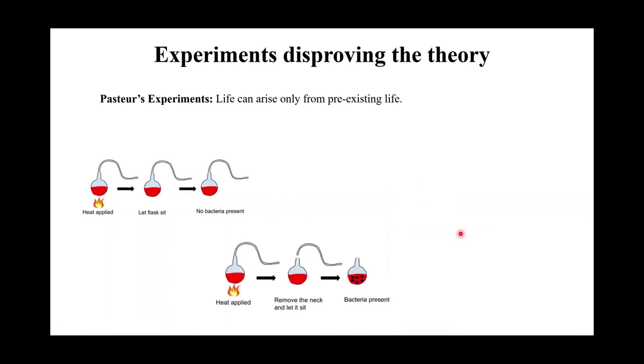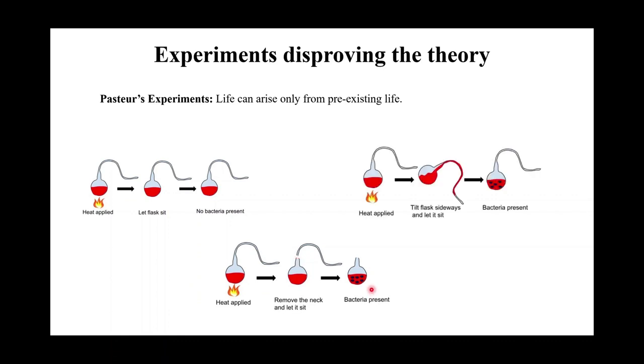So what he then did was he removed this flask entrance. So he removed the S shape. Now he did the same thing that was seen in the previous slide: the broth is now in contact with air, so you see bacteria. And then he made a further alteration.